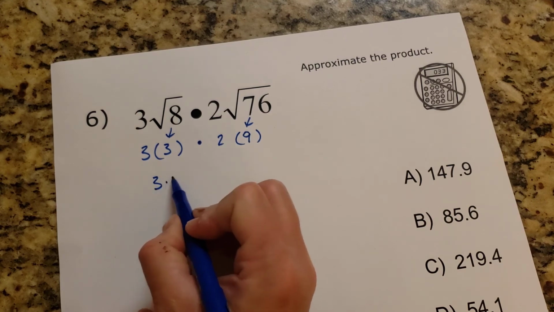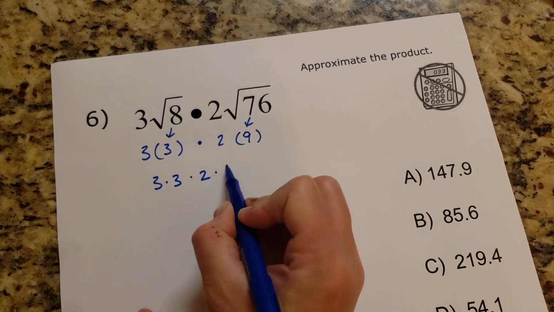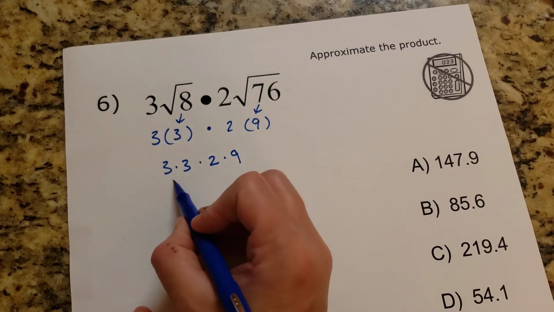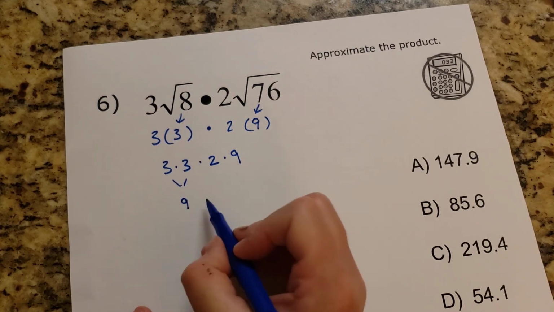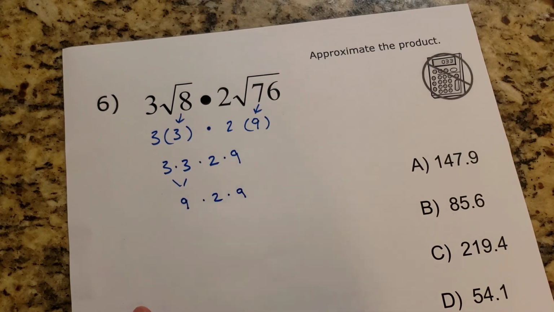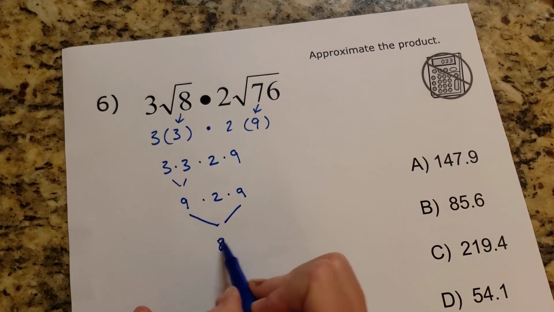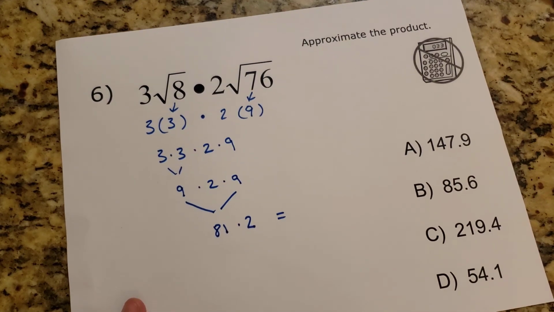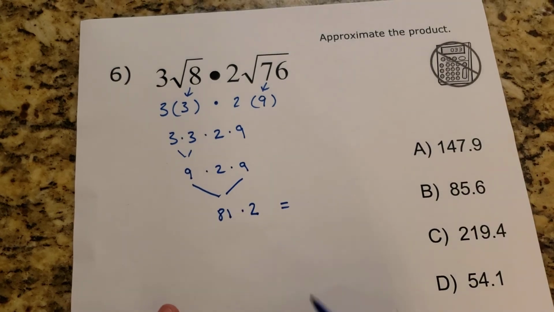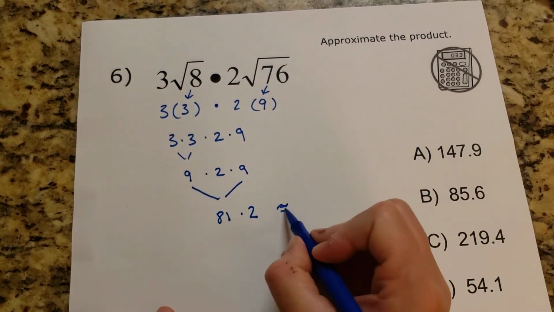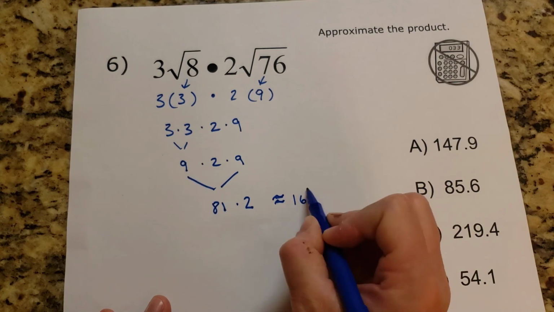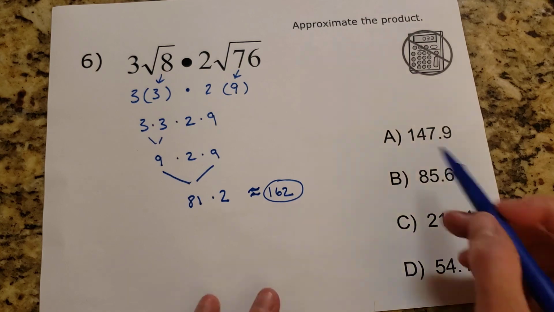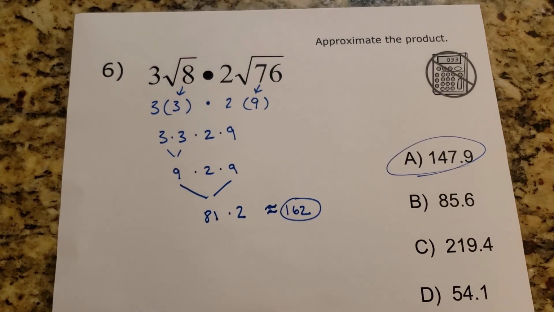Now everything's being multiplied together. I really have 3 times 3 times 2 times 9. So here, this is 9. I'm going to take the 2 9s and multiply them together to get 81. Then I'm going to multiply that by 2, because that way I only have to double the 81. Approximately 162. So looking at the answer choices, probably closest to A. Okay, not difficult, right?